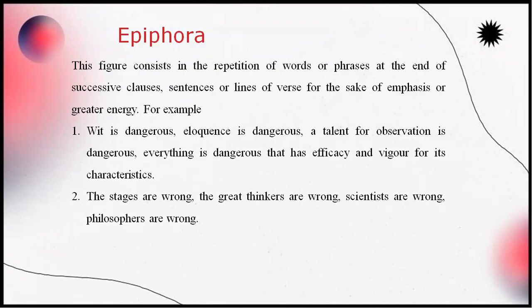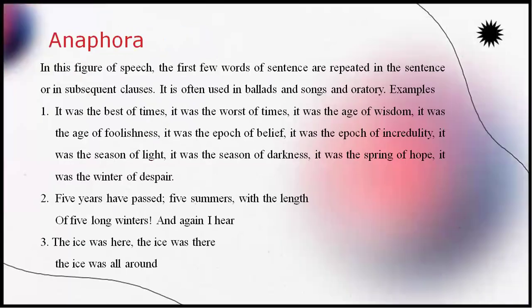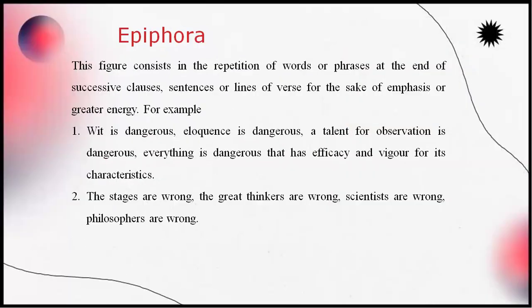For example, wit is dangerous, eloquence is dangerous, a talent for observation is dangerous, everything is dangerous that has efficacy and vigor for its characteristics. Next is the stages are wrong, the great thinkers are wrong, scientists are wrong, philosophers are wrong. So I hope you will understand the difference between anaphora and epiphora.